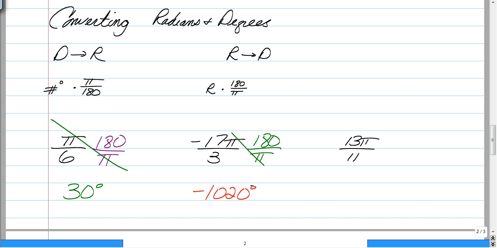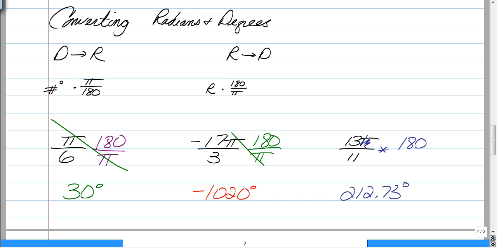So again, basically what you're doing, the shortcut way in your calculator, is eliminate the pi and just type 13 divided by 11 and multiply it by 180, and you will end up with 212.73 degrees. That's it. That's all you need to do.